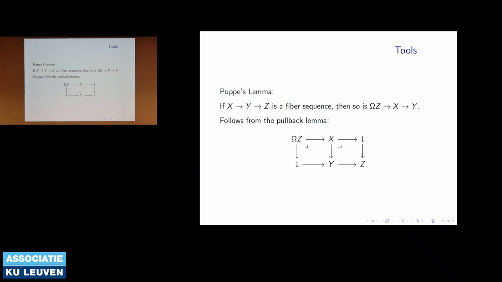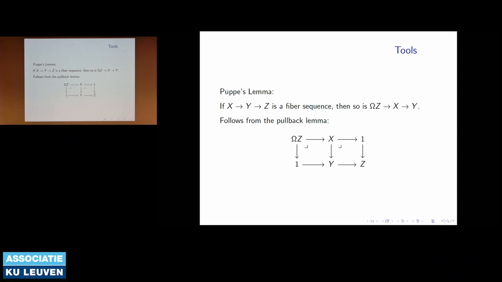Pupper's lemma follows from the pullback lemma. The pullback lemma says that if this square on the right is a pullback, then the square on the left is a pullback if and only if the whole rectangle is a pullback. The whole rectangle is a pullback. This is one way to define the loop space. So because we're assuming that this is a fiber sequence, we're assuming that this square is a pullback square. This square is a pullback square too.